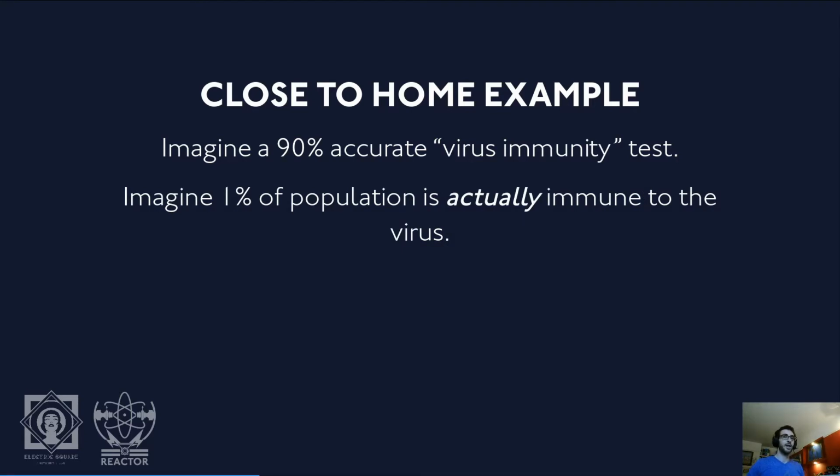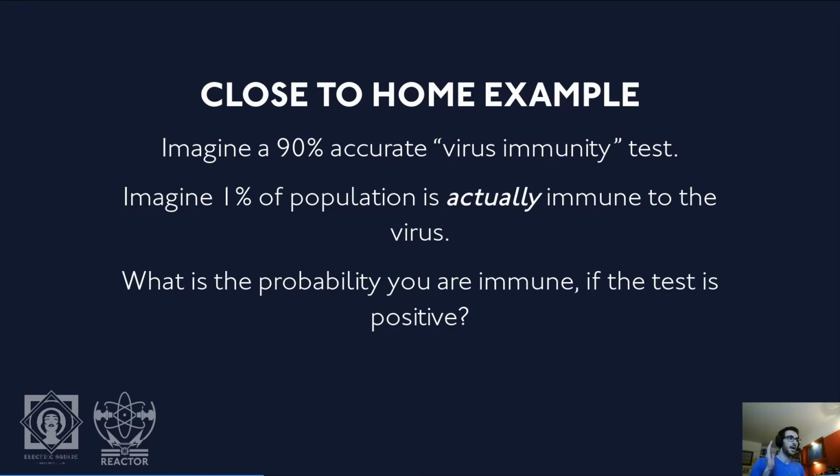Now, imagine that in real terms, we know that 1% of the population is actually immune to the virus. So we know that only 1% of people are immune to this specific virus. And we want to know, if you take the test and you get a positive result, what is the probability that you are immune to this virus? So we want to work out the probability of immunity given a positive test.